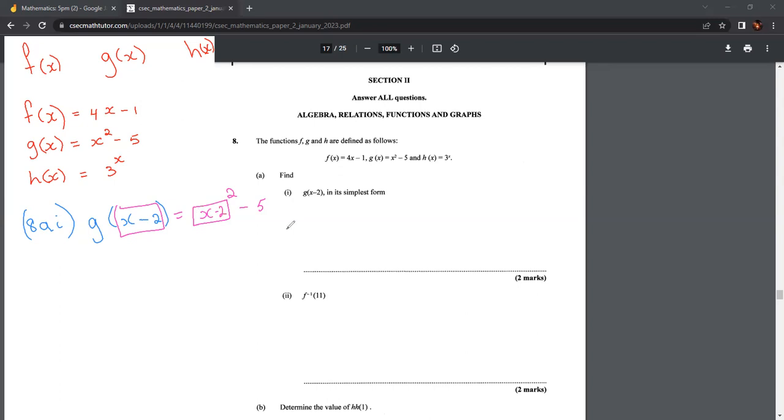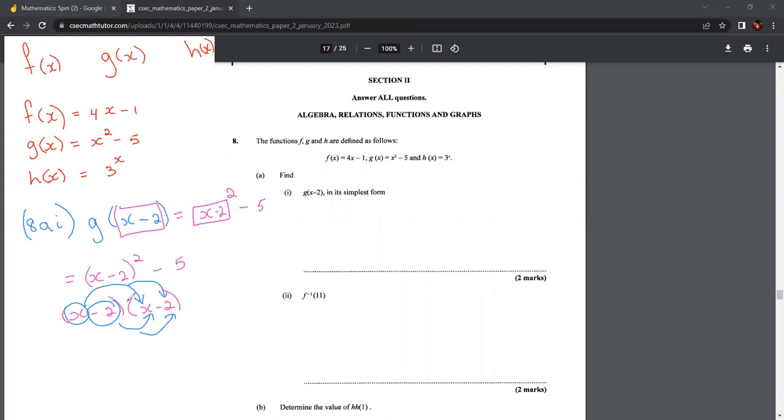So they told us to find this in its simplest form. So it's going to be x minus 2 all squared minus 5. Now, some persons will go through the long way, but they'll say x minus 2 by x minus 2. And then they'll say this by everything inside of the second, and then this by everything inside of the second.